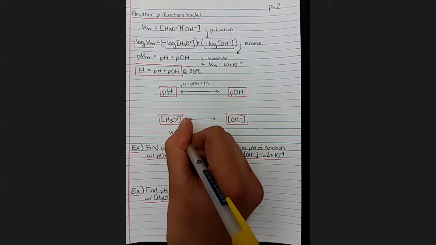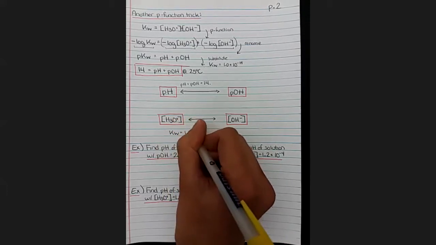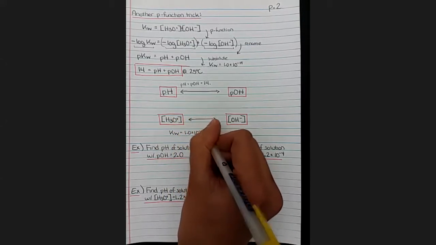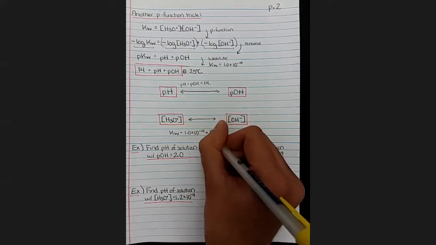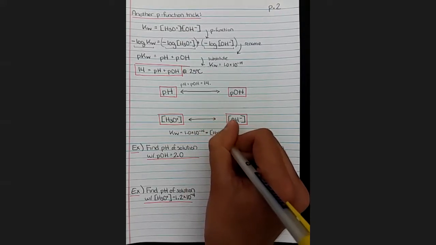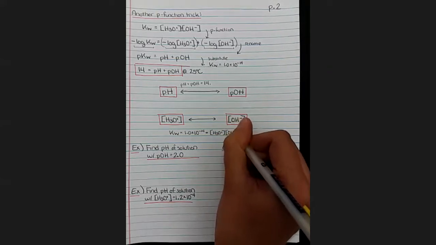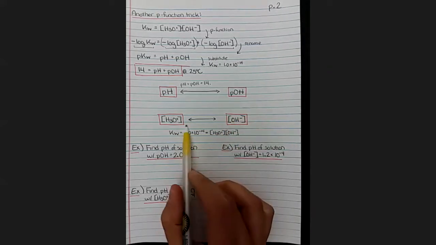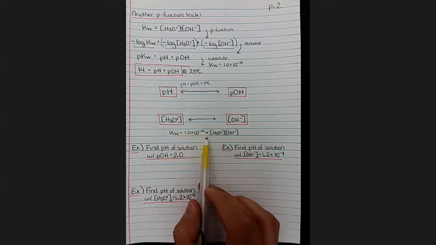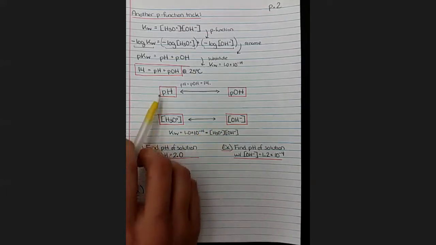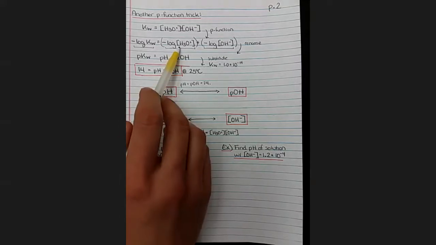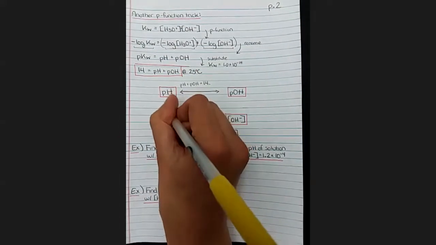So the Kw, which is equal to 1 times 10 to the negative 14th at 25 degrees, equals the product of these two concentrations. We can convert between these two concentrations using this tool. And then we know how to convert between these two because we used it up here to solve.